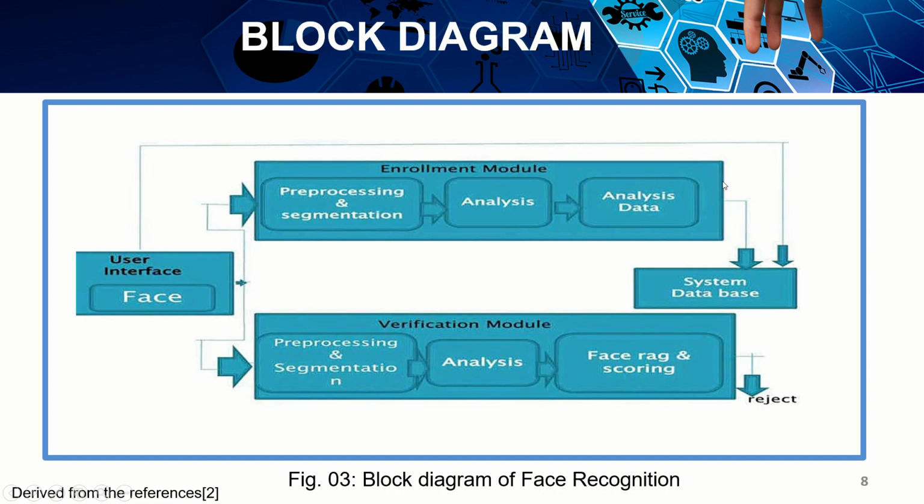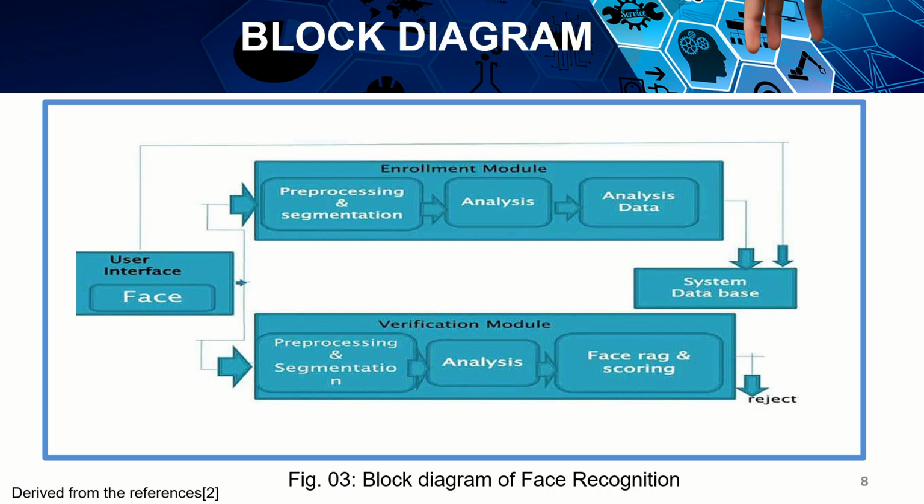Pre-processing is the process of preparing an image or video for face recognition. It includes noise reduction and contrast enhancement, and segmentation is the process of identifying and isolating the face region in the image or video, which includes skin color segmentation and detection. Then the biometrics is analyzed and the analyzed data is sent to the system database. Thus, the enrollment is completed.